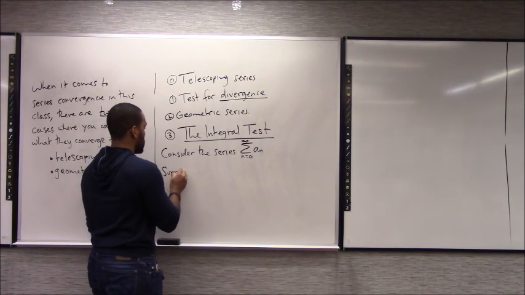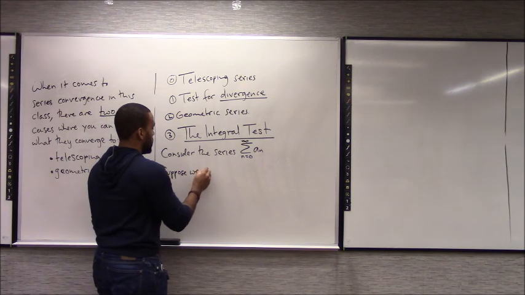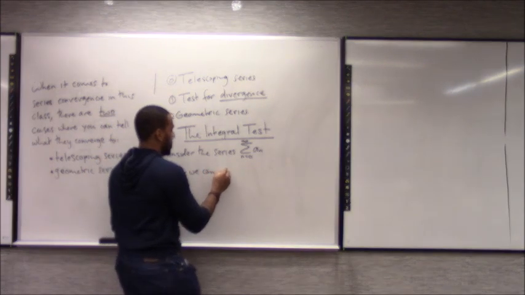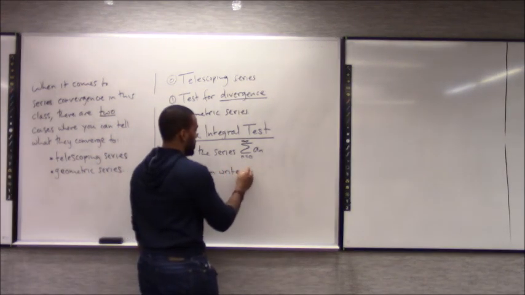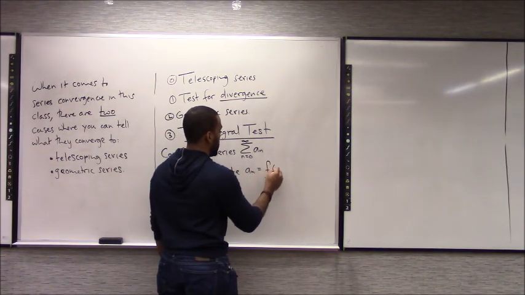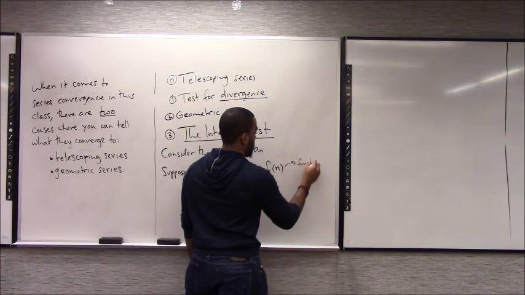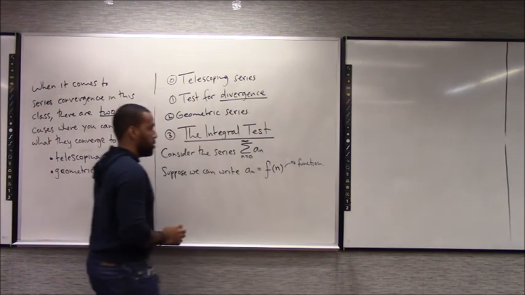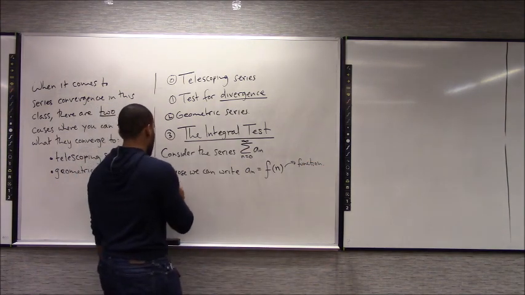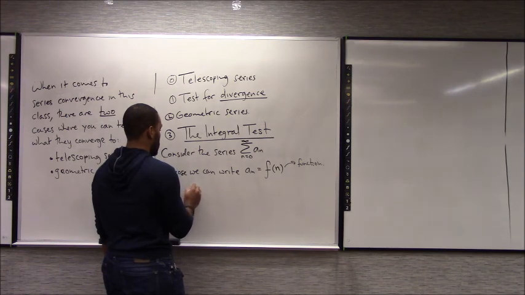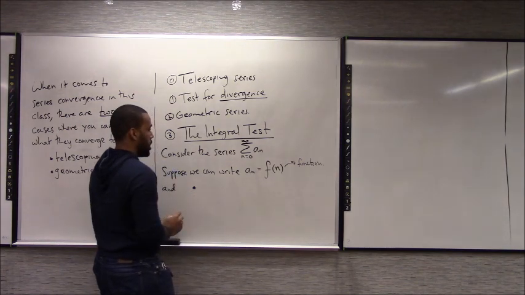Suppose we can write a_n equals f of n. So this is a formula, which is a function. So I can think of a_n as a function of n, and on top of it, the following are applied.